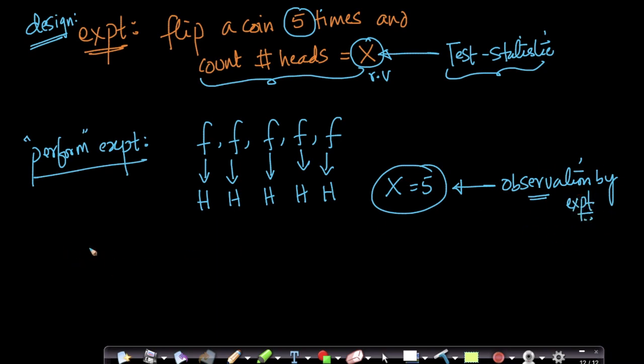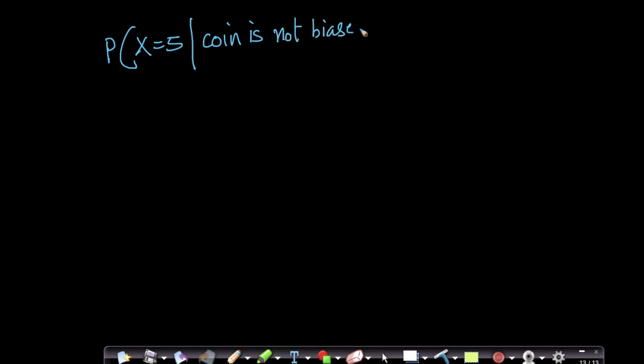Now the question is this. We designed the experiment. Now comes a very, very fun part. Now I would ask the question. The question I would ask is, what is the probability of x equals 5 given that the coin is not biased towards heads? Right? I try to ask this question.